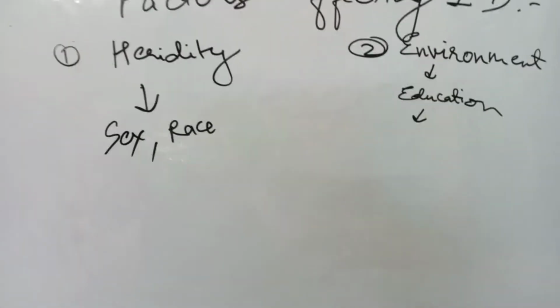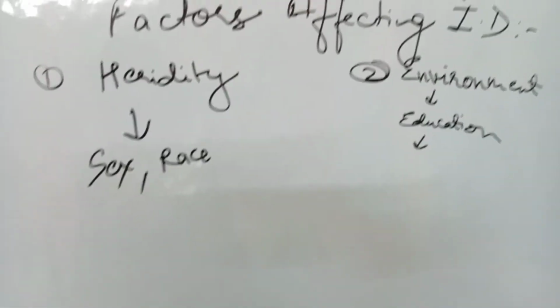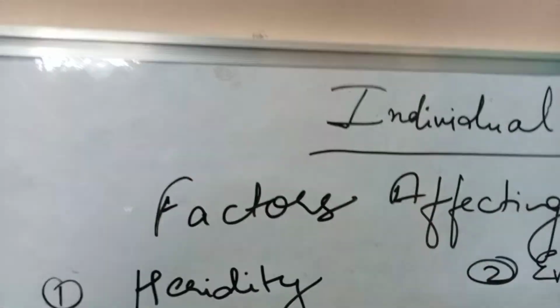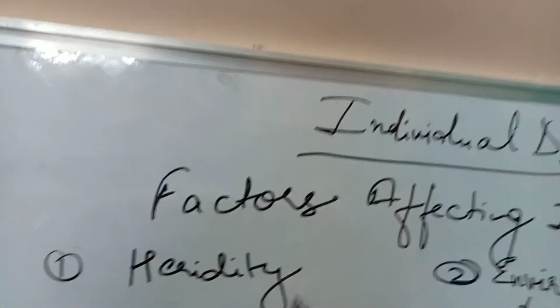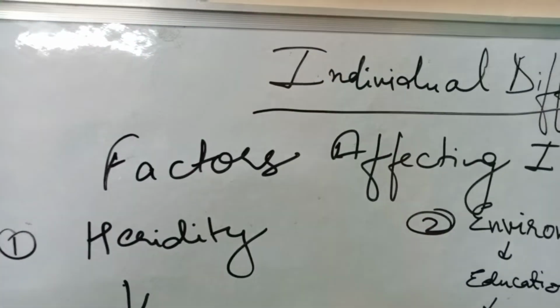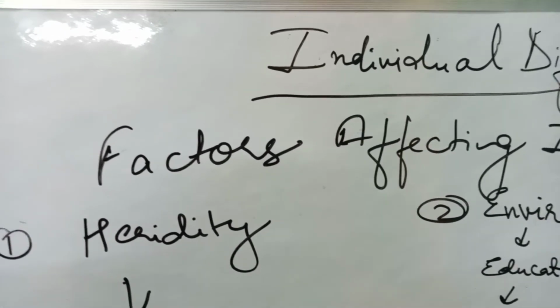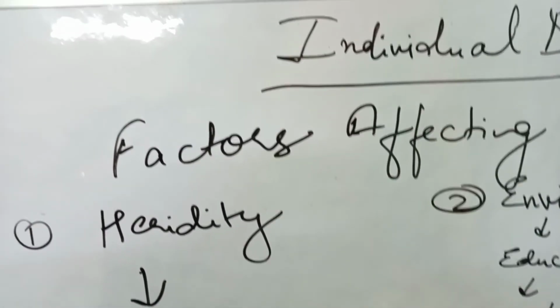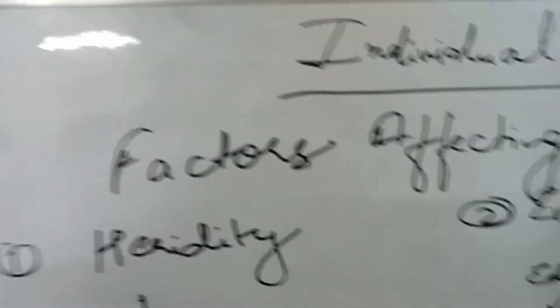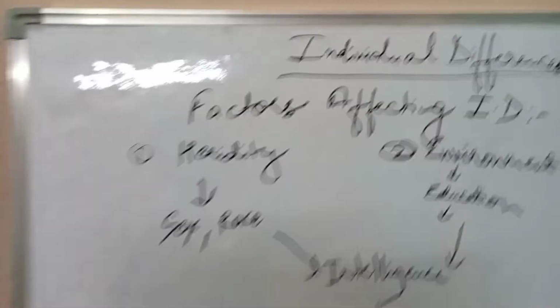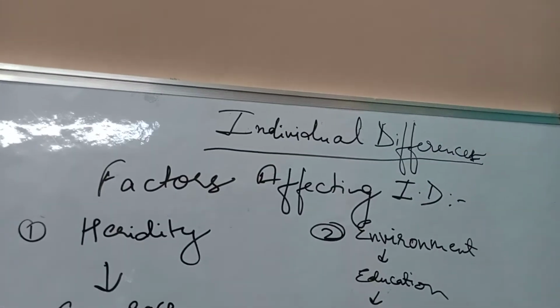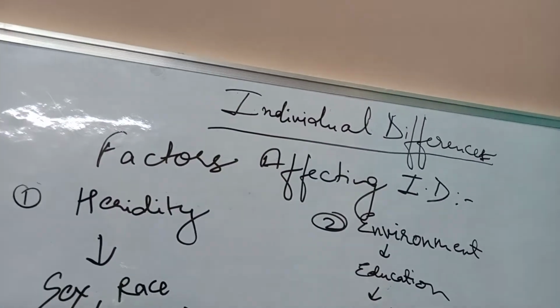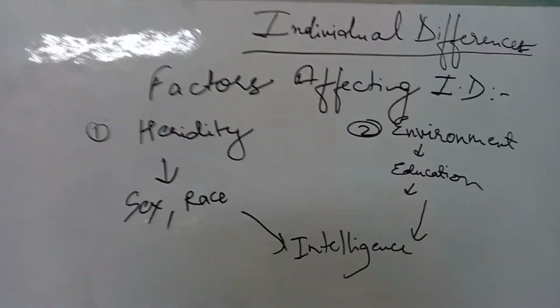So what is the main effect of education? How well educated or how uneducated we are also affects individual differences. Intelligence also plays an important role. We can't say intelligence is heredity alone; it is a combination of both heredity and environment. So this was all about the factors affecting individual differences.